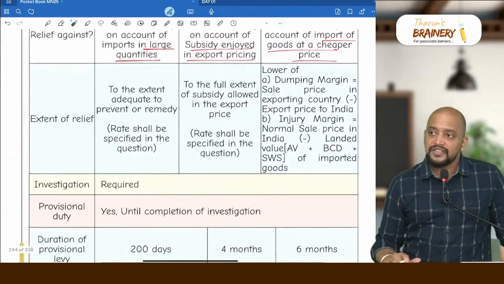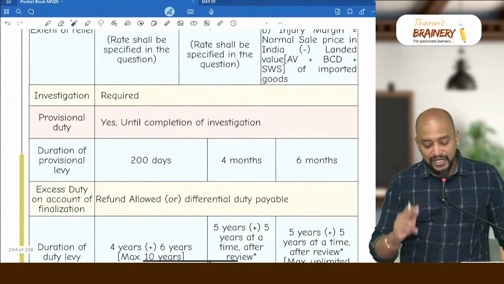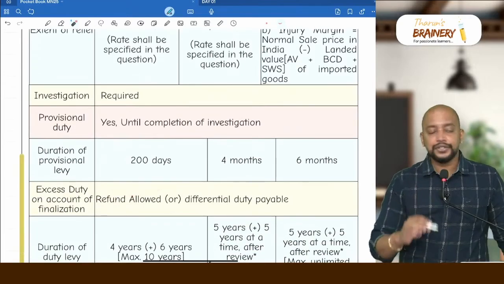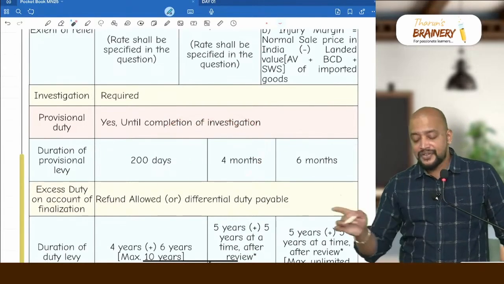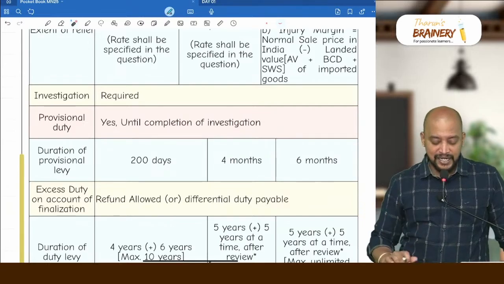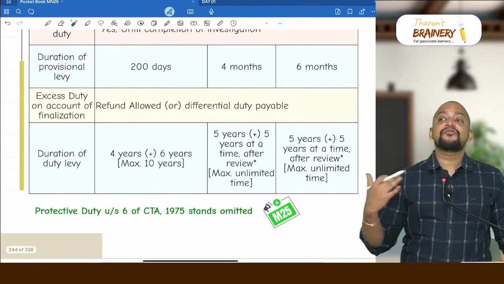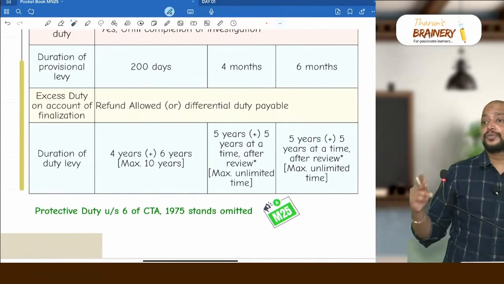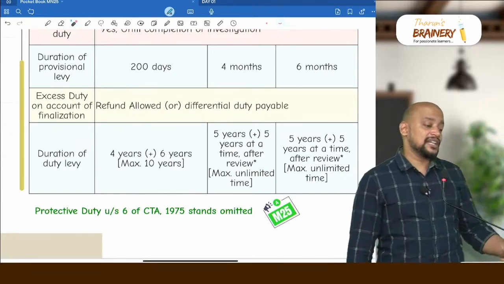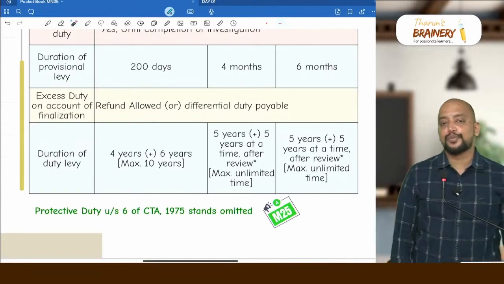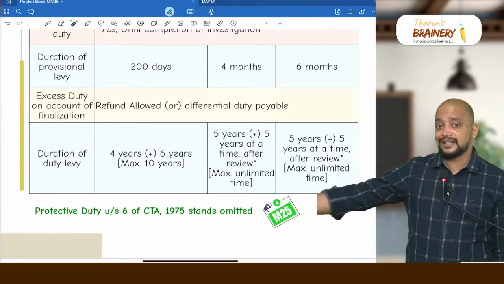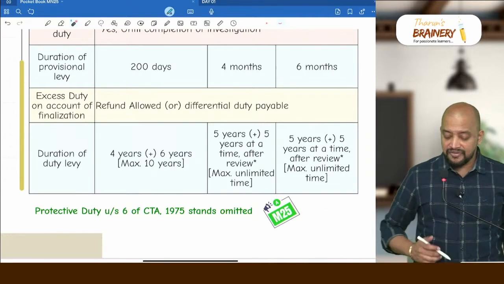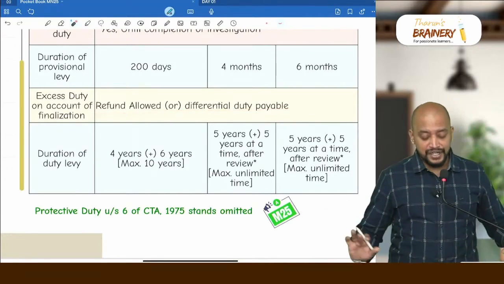For how many days will they levy provisionally? For the first one, safeguard duty, 200 days. Next, 4 months, that is anti-subsidy duty. Finally anti-dumping duty, 6 months. And what will happen upon finalization? There could be two possibilities. Suppose they tell us the final amount that we need to pay is more than the provisional amount, then we need to pay the differential amount. Suppose we have paid an excess amount, then we will get that as a refund. Refund allowed or differential duty will be payable.